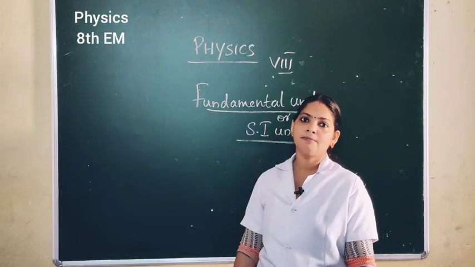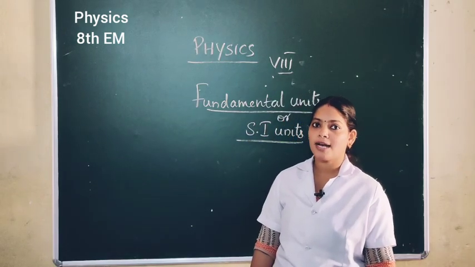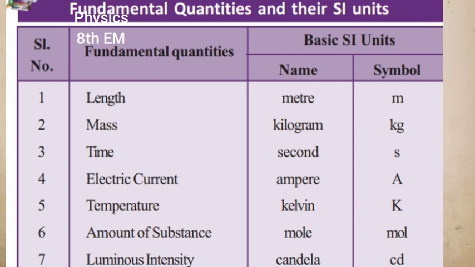There are four other fundamental quantities. So, look at the table: fundamental quantity, unit and symbol. Length, the unit of length is meter, its symbol is small letter m. Mass, the unit of mass is kilogram, represented by the symbol kg. Time, the unit of time is second, represented by small letter s.